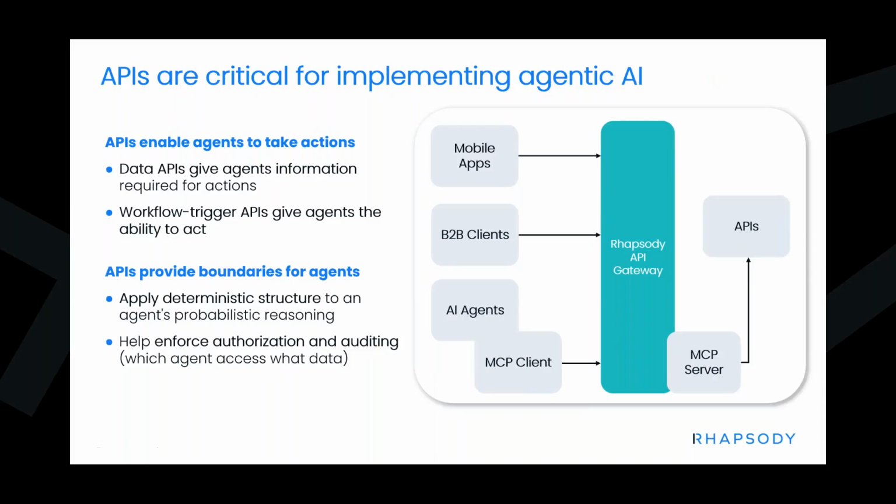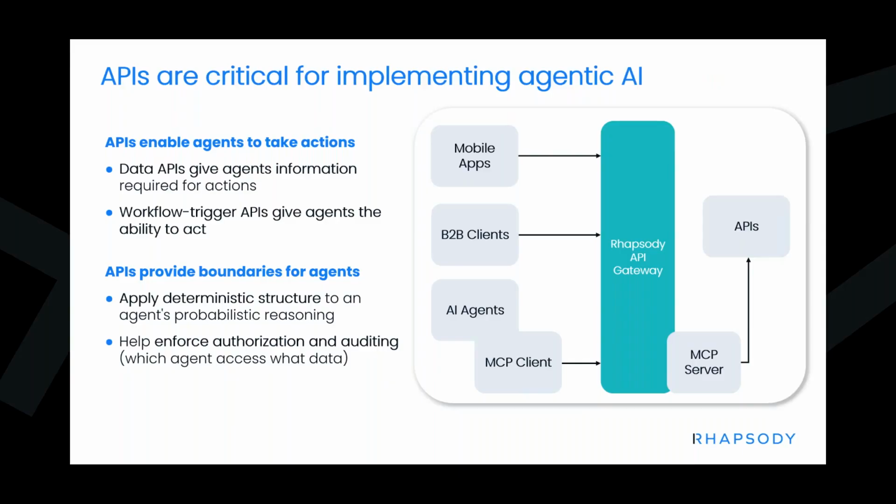So APIs are critical for implementing AI. AI is here to stay. It's going to become more and more prominent, especially in integrations and interop. We'll be asked to connect to agentic workflows, and APIs will become more and more important to those systems.